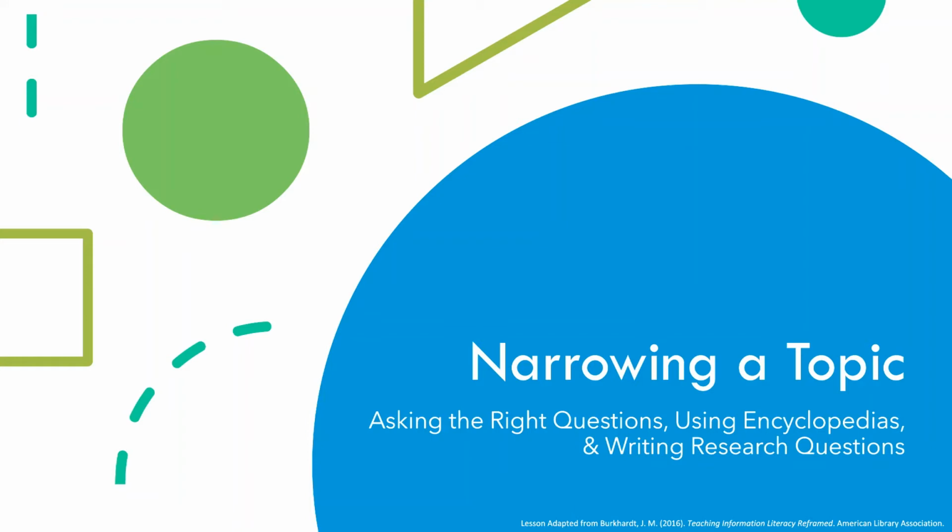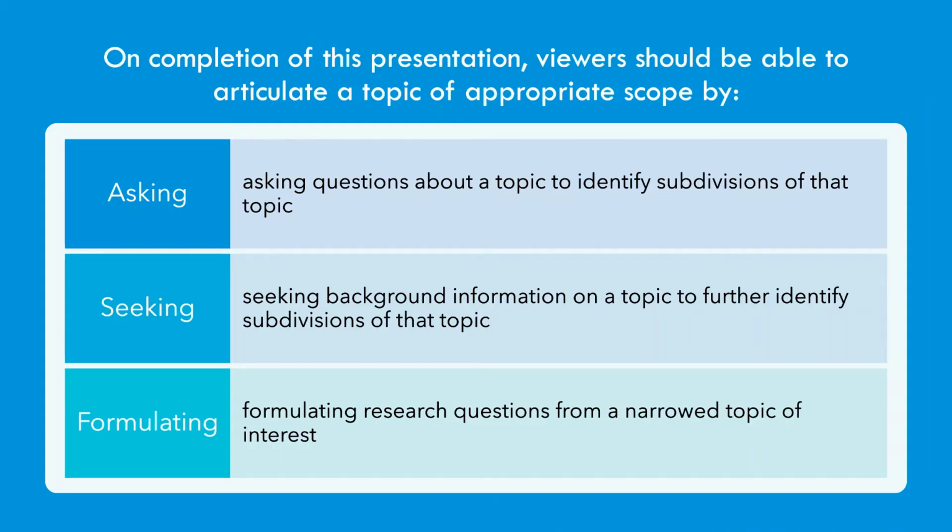Welcome to a lesson on narrowing a topic, asking the right questions, using encyclopedias, and writing research questions. On completion of this presentation, viewers should be able to articulate a topic of appropriate scope by asking questions about a topic to identify subdivisions of that topic, seeking background information on a topic to further identify subdivisions of that topic, and formulating research questions from a narrowed topic of interest.